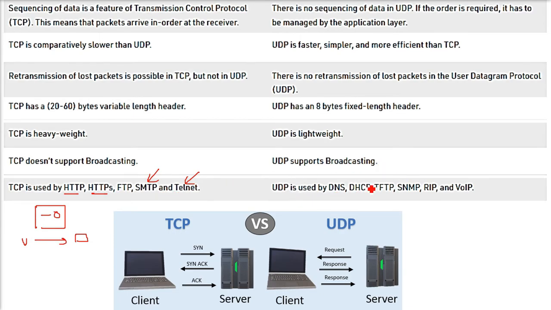UDP is used for DNS, DHCP. You just send and get. You want the domain name, you send the web name, and you want the IP. DHCP, you want to get the IP address. TFTP, SNMP, RIP, VoIP, they are UDP. They use UDP because of speed, and because it is just one request and one fulfillment.